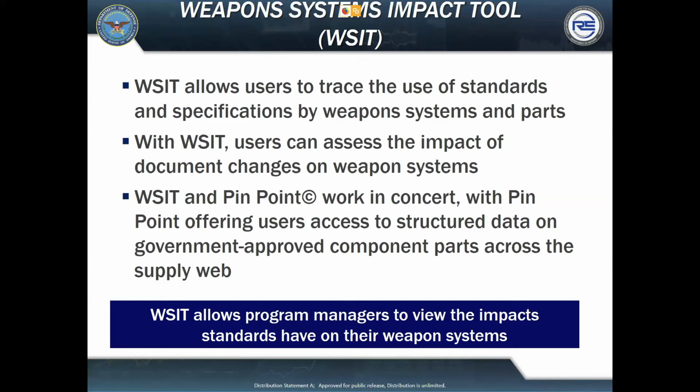And really what the Weapon Systems Impact Tool does is it allows users to trace the use of standards and specifications by both weapon system and parts. So if I were to make a change to, say, SAE AS 85049, what would be the effect that my change might have? What are the weapon systems that would be impacted? What are the parts that we're talking about that may be impacted, and so on and so forth?